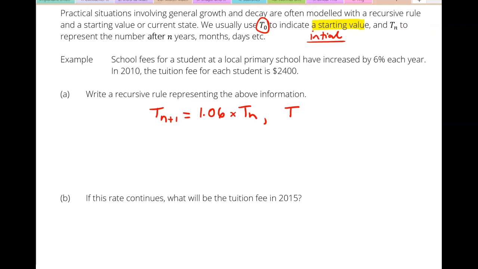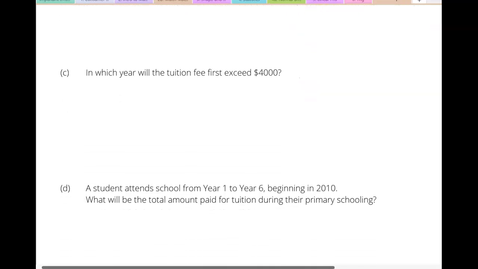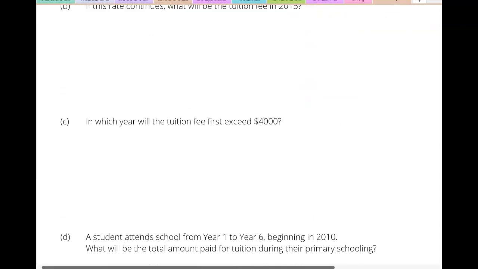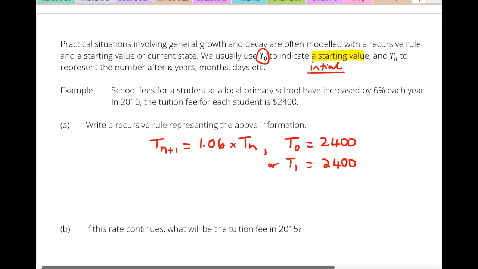Now, this question is talking about T0. And we might use T0, we might use T1 here. You could write this as T1. The advantage of using T0 is that 0 matches 2010. Well, that's one advantage. But this is not an obvious question where it necessarily needs an initial value. However, if we want to talk about the scenario, then I would actually be using T0 because it links nicely to that 2010 tuition fee.